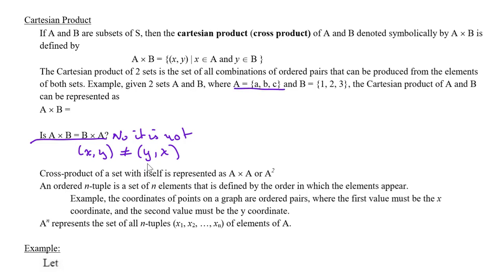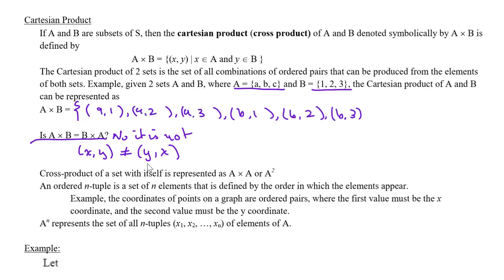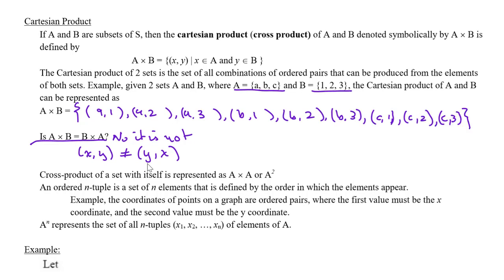So A is {a, b, c} and B is {1, 2, 3}. Remember, I need the curly brackets and then the elements inside are going to be ordered pairs. We start with A: a1, a2, a3, and again b1, b2, b3, and the last is c1, c2, and c3. So this is AB. If I was asked BA, it would be flipped: 1a, 2a, 3a, 1b, 2b, 3b, and 1c, 2c, 3c. So that would be B cross A, which is different than A cross product B.